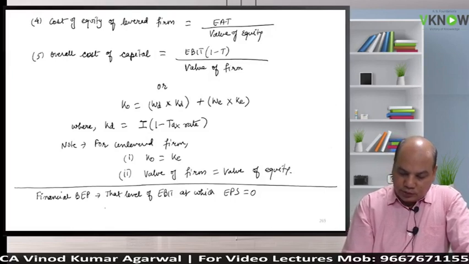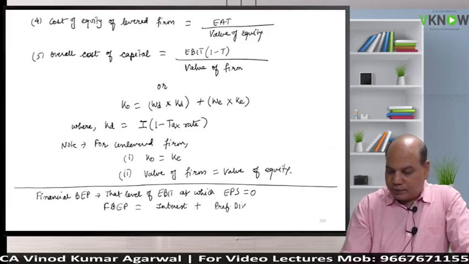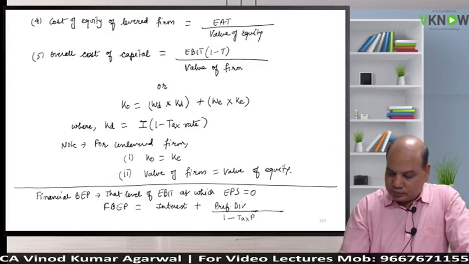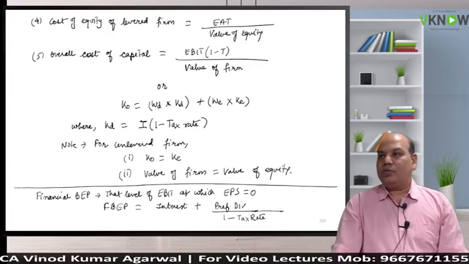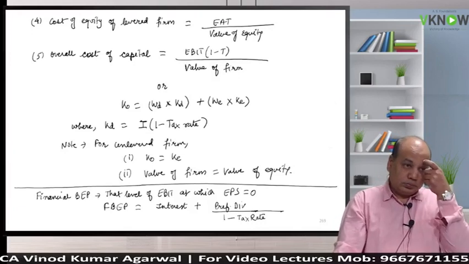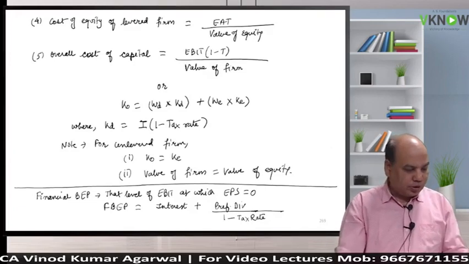And the formula is financial break-even point equal to, who will give me the formula? Interest plus preference dividend divided by 1 minus tax rate. You need to earn so much EBIT so that you can pay interest and preference dividend. So they will ask you this in some question.